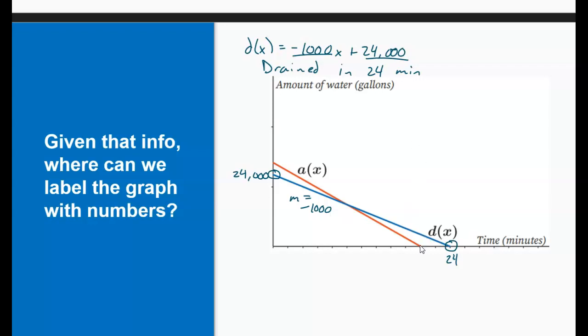We could even figure out what this number right here is, because these are marked. Let's see, we have 1, 2, 3, 4, 5, 6, 7, 8, 9, 10, 11, 12. 12 markings, and we got up to 24. So each of these must be 2. 2, 4, 6, 8, 10, 12, 14, 16, 18, 20. So Allie's pool must take 20 minutes to drain.